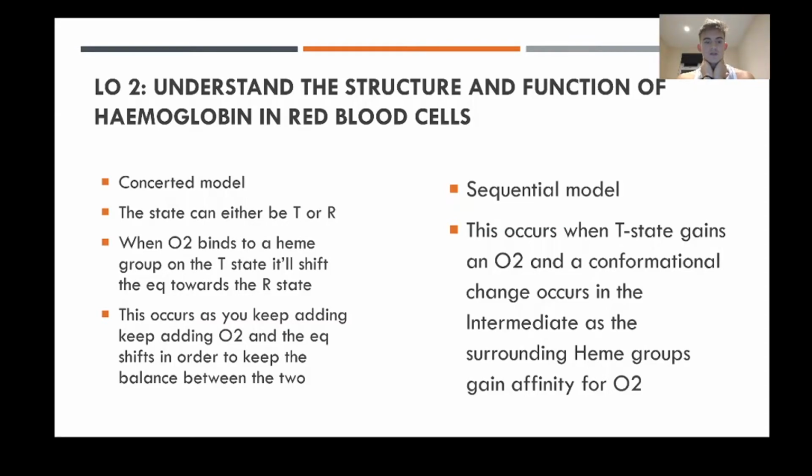So we've got this concerted model, and that states that the hemoglobin can either be in the T state or the R state. So it can be in both states, but just in proportion to each other. So when O2 binds to a heme group on the T state, it will shift the equilibrium towards the R state. And this occurs as you keep adding O2 and the equilibrium shifts in order to keep the balance between the two. So there's never an intermediate or anything.